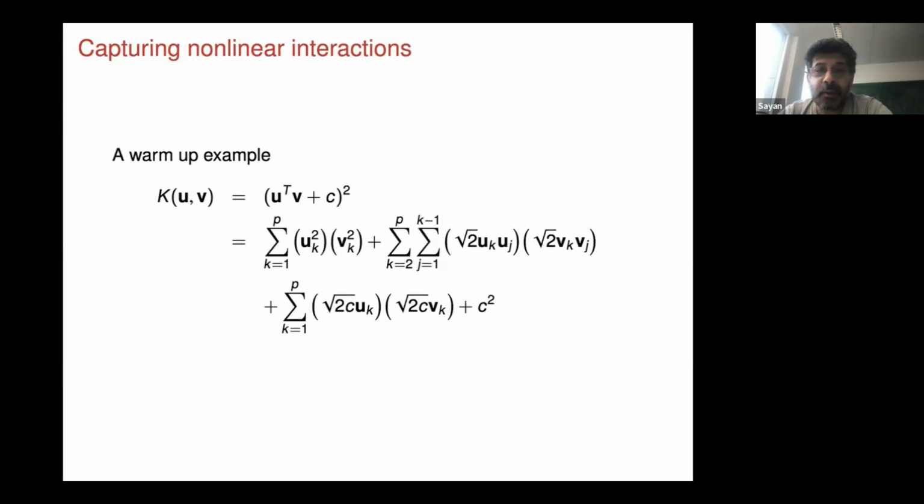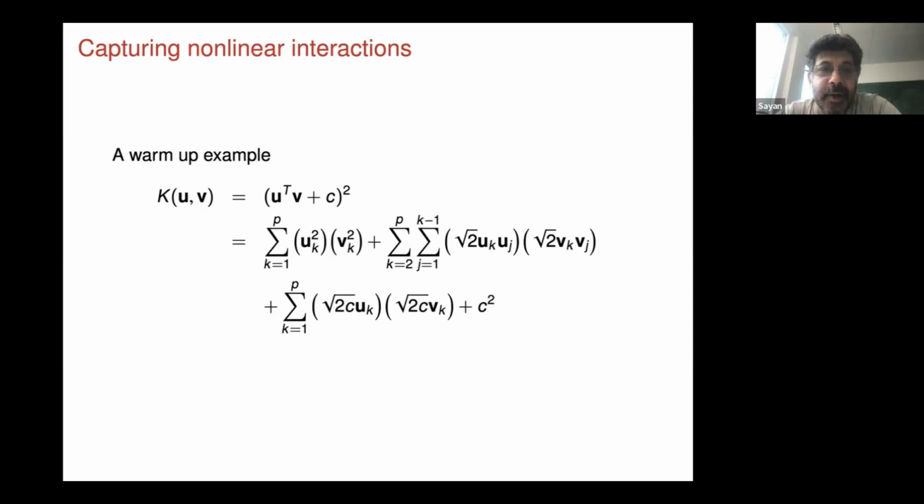Okay. So why might this work? Why might this make sense? And why might this get us towards some notion of getting interaction effects? Okay. So we'll do a warm-up example.